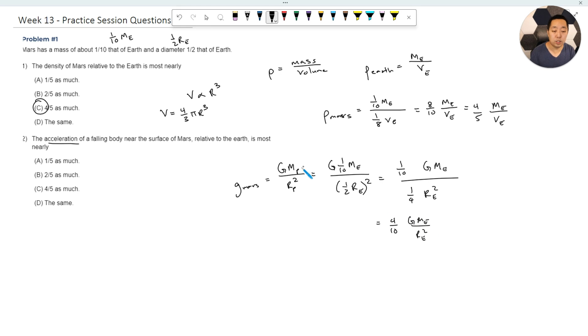So that's going to be the relationship. You multiply the mass by 1/10, the radius by 1/2, and you're left with multiplying it by 4/10, or 2/5 as much. So this is 2/5 of the gravity. For the Earth, this is 9.8 or 10, and so for Mars it's 2/5 as much.